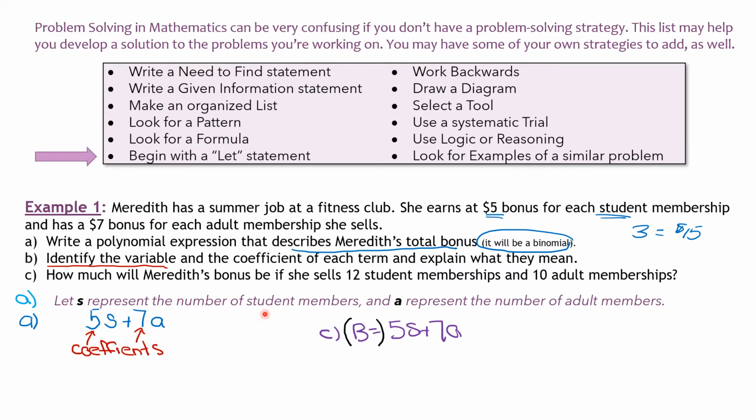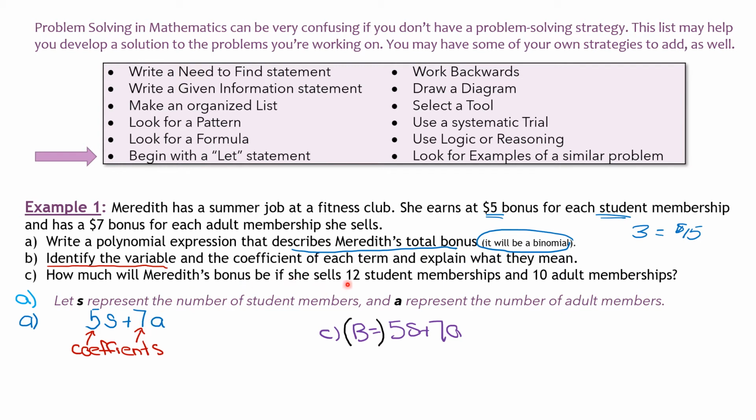How much will her bonus be? So we know that her bonus is equal to this expression that we had here. She sells 12 student memberships. So now we know what S is. Remember we said S was a variable, and a variable is something that varies or changes. We don't know what S is. That's why I can't add these two together, because they were variables. I don't know what S is, I don't know what A is.